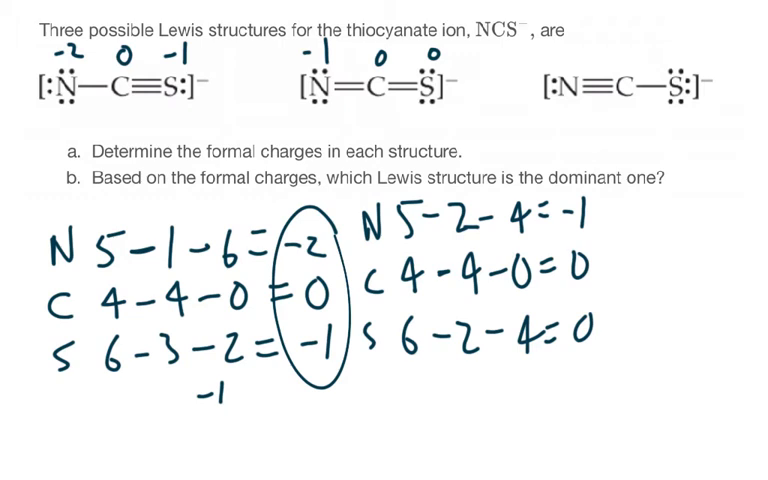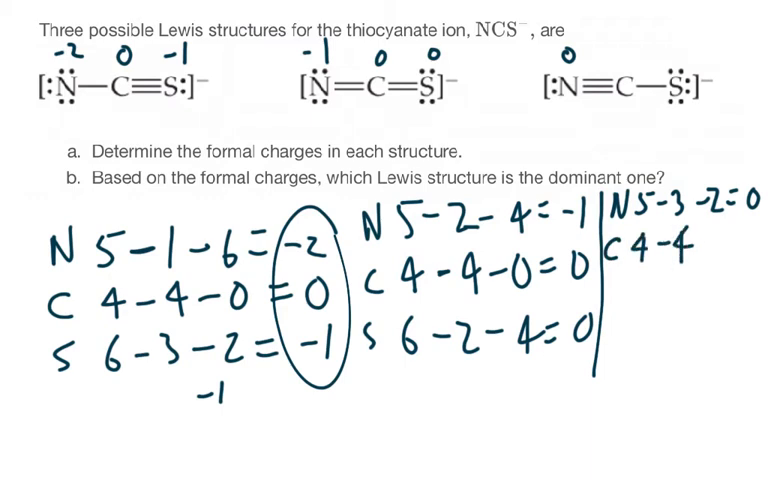And then we have the one all the way here on the right. Let me see if I can fit this in here. We have the first nitrogen here. It's going to be, the valence is 5 minus 3 sticks minus 2 dots. And 5 minus 3 is 2. 2 minus 2 is 0. So this one's 0. The carbon is valence of 4 minus 4 sticks minus 0 dots. So this has a 0 as well.